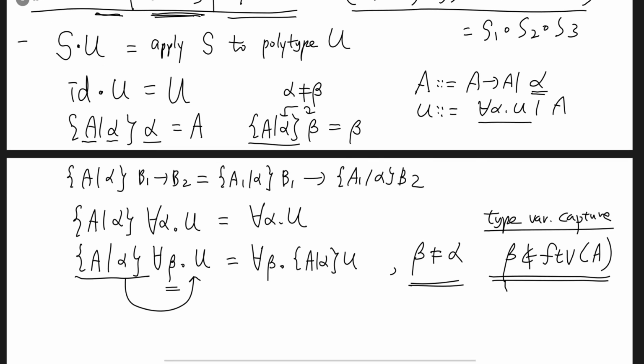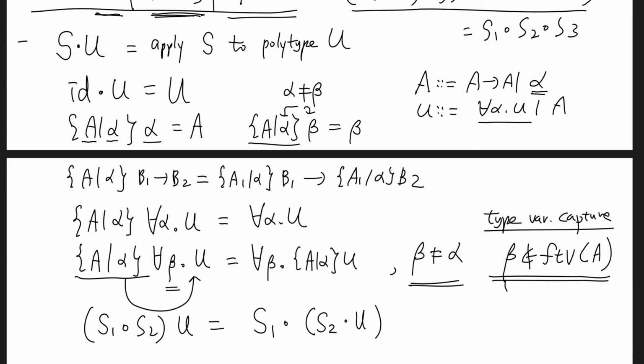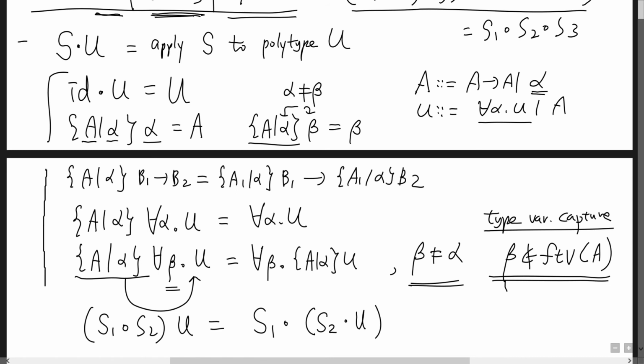And finally, what's the definition of substitution S1 composed with S2 applied to type U? Just like a function composition, we first apply type substitution S2 to type U, and then the result is used in this substitution, in this application. So this is the formal definition of applying type substitution S to polytype U. So now we have this formal definition.